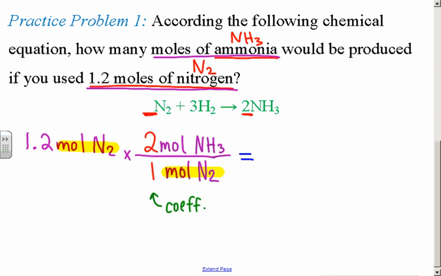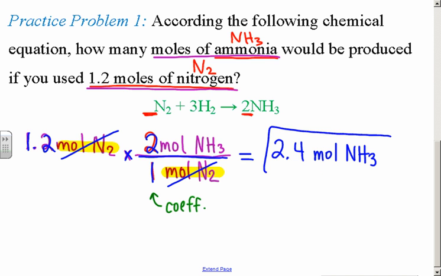When I multiply across here, I would be taking 1.2 multiplied by 2, and then divided by the number in the denominator, which is 1. When I do this, I get an answer of 2.4. The units that I should have on my answer, well, let's see what they are. Notice I started with moles of N2, but then I had moles of N2 in the denominator. That means those units canceled out, and the units I was left with were moles of NH3, ammonia.